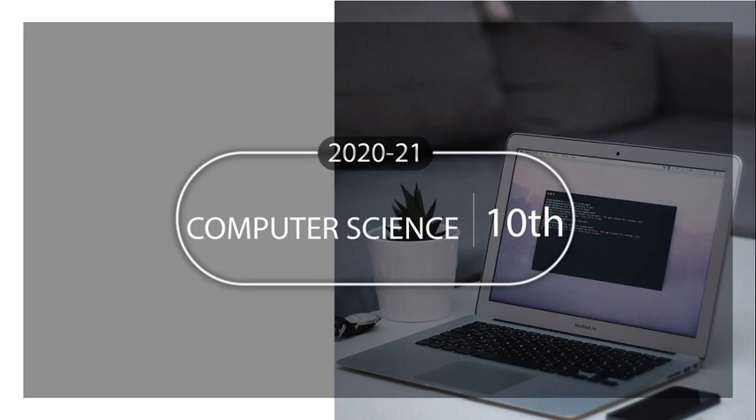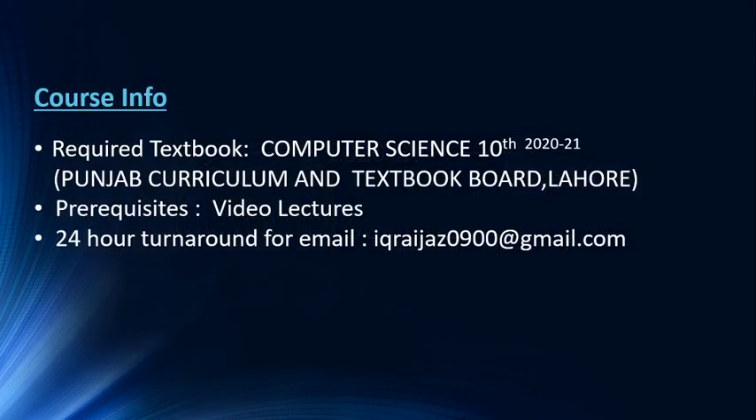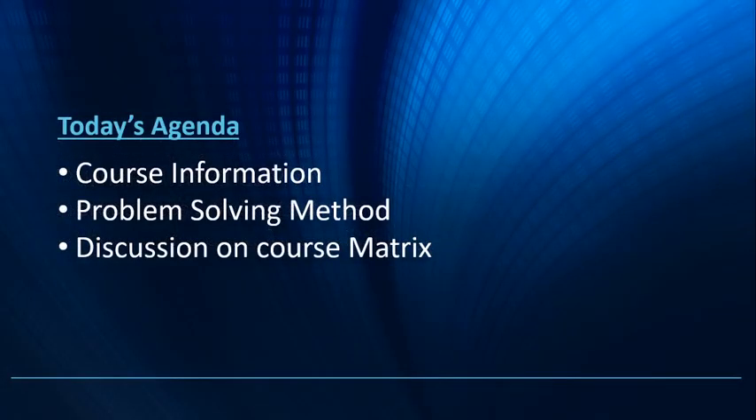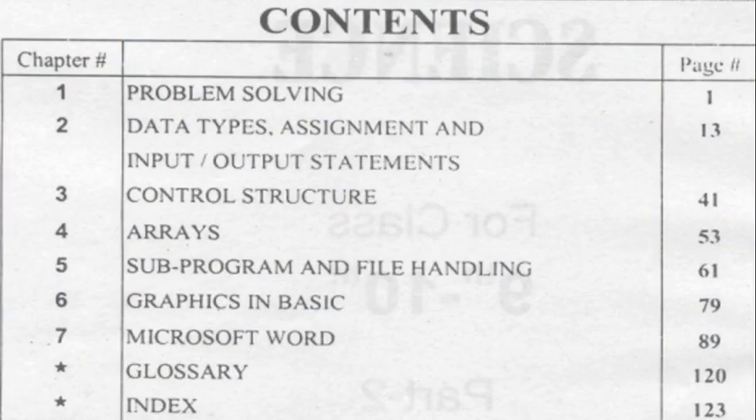In this video, you learn about chapter number 1, article number 1.1. Before going to start a new video, let's take an overview of your book. In this book, there are 7 chapters. Each chapter is very important and these are interlinked with each other.